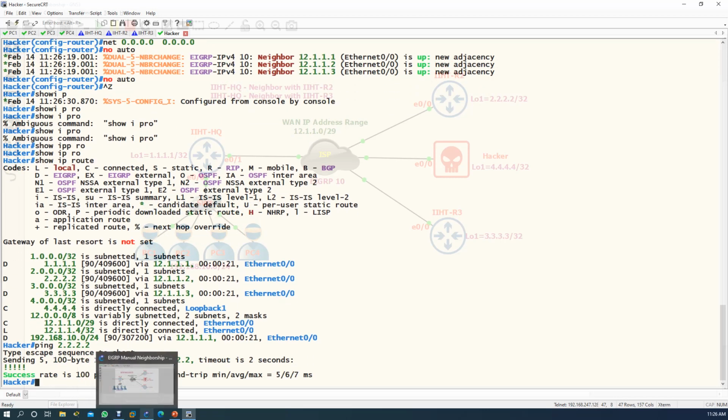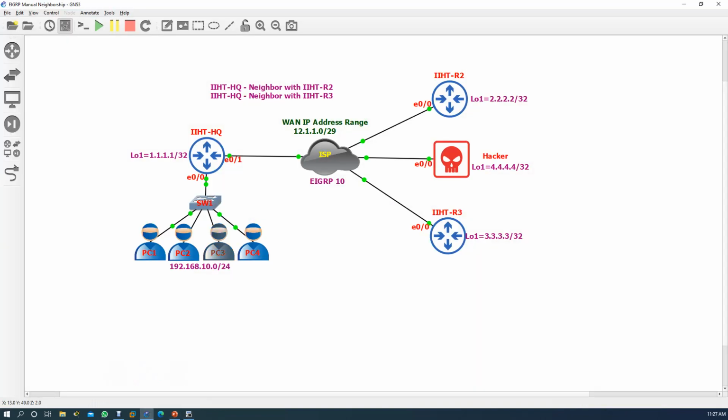Now, how can we secure this? You have two options. Either you configure manual neighborship or you configure authentication. We'll see authentication also, but now we are going to see manual neighborship. So how is manual neighborship configured?